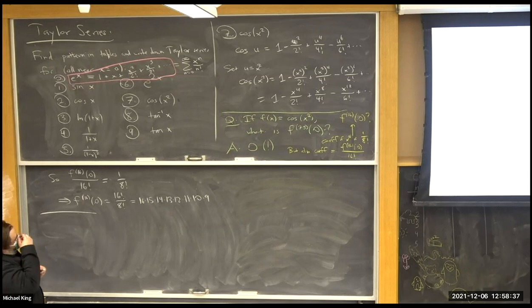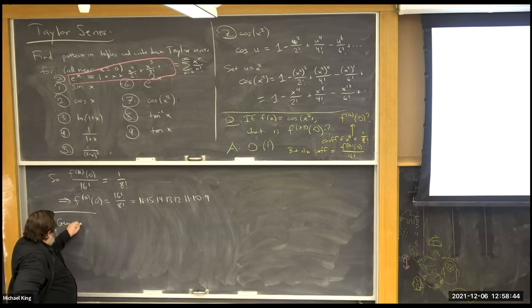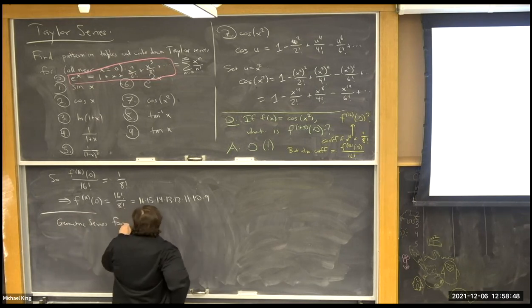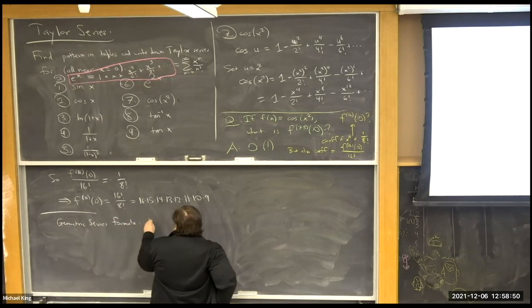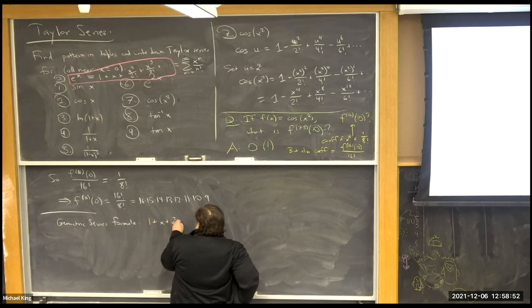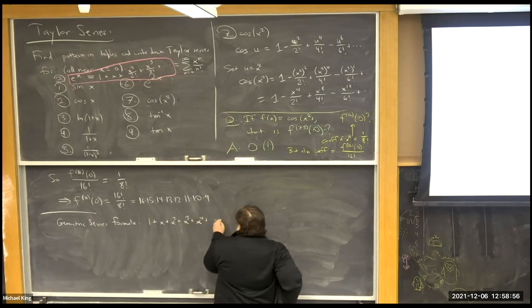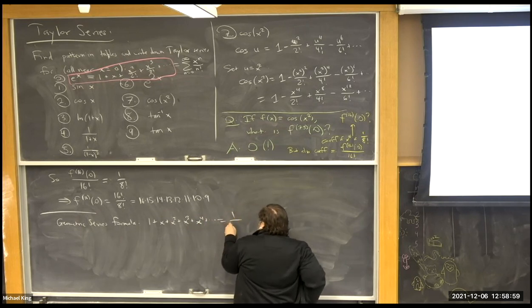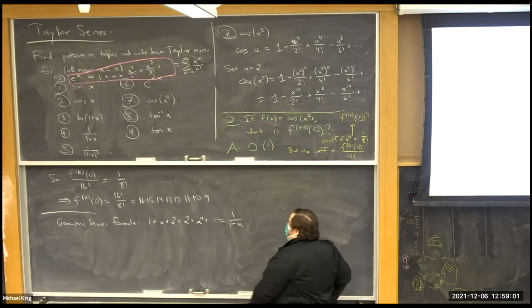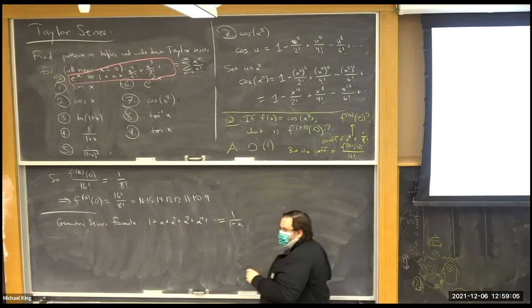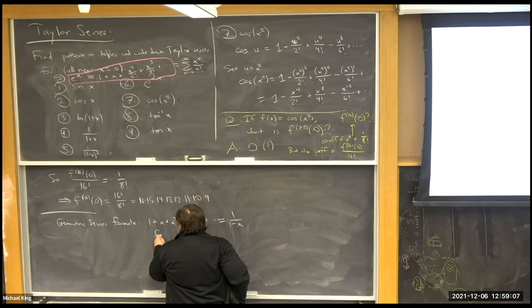So we know the geometric series formula. We usually use r, but if we have 1 plus x plus x squared plus x cubed plus so on, if that converges, remember it's a over 1 minus r. So that's 1 over 1 minus x. This is really only true for x between -1 and 1.